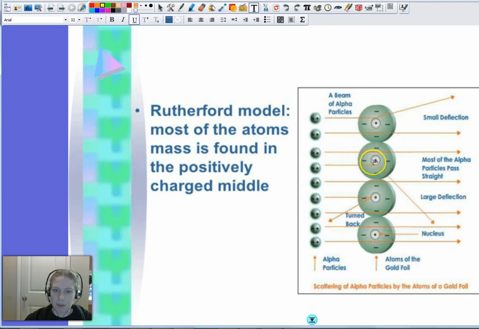And that's how he came up with the fact that there's a dense positive center and a negative cloud around the outside, or a negative area. So you could draw this in the second circle, a positive center and a negative outer ring. I'll give you a minute to do that.